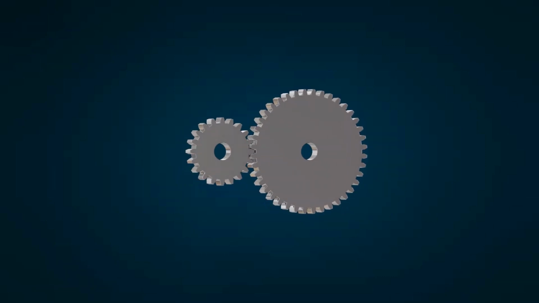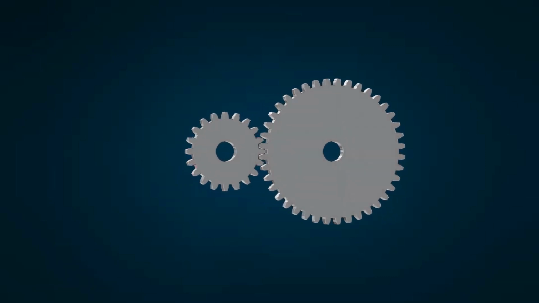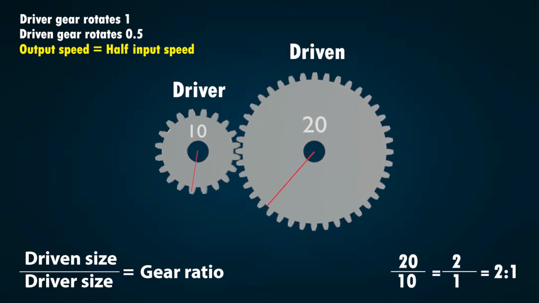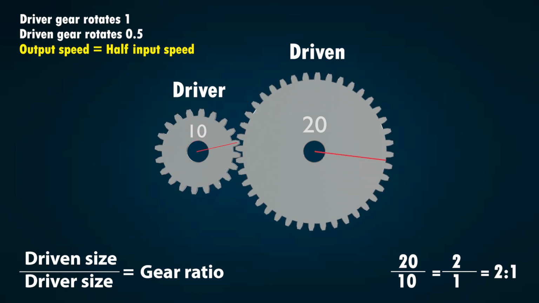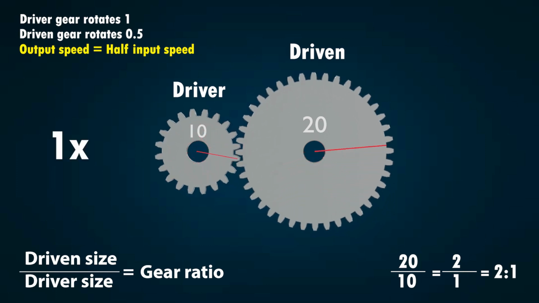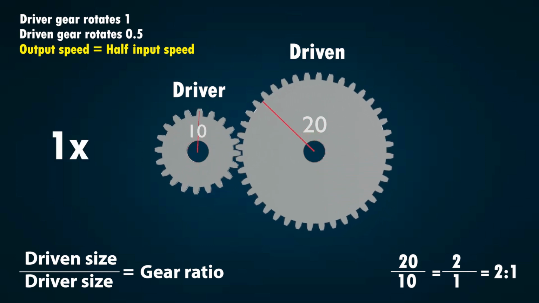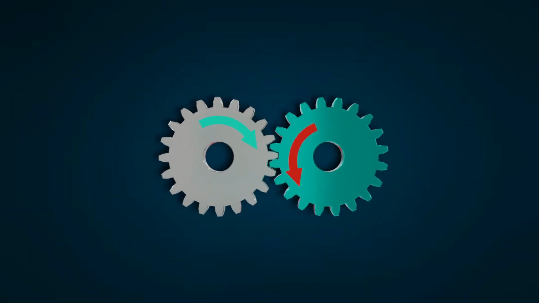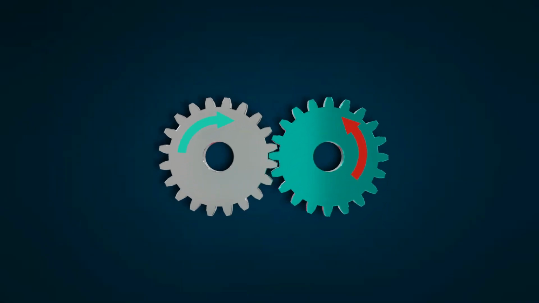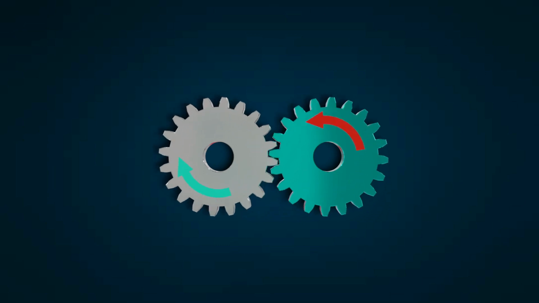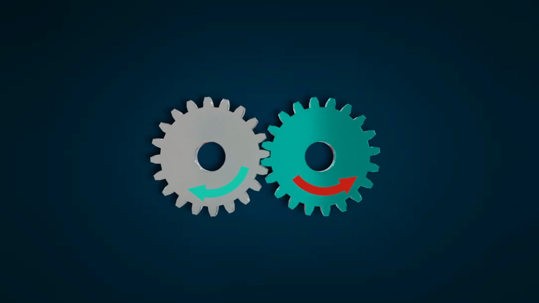If the driven gear is twice the diameter of the driver gear, then we have a 2-to-1 ratio, which means for every one full rotation of the driver gear, the driven gear rotates only half a turn. So we need the driver gear to rotate twice to complete a full rotation of the driven gear. Notice that the driven gear rotates the opposite way.